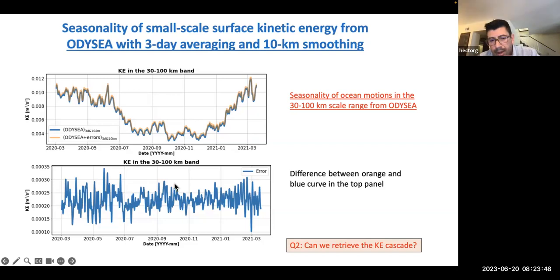It doesn't vary much. I mean, it doesn't follow a seasonality, which means that there is not some artifact in our estimation. So yeah, ODYSEA, even considering the 50 centimeters per second as random noise, and after the temporal average and the spatial smoothing, is able to retrieve the seasonality of the small scales, which from numerical models we know is associated with this nonlinear or dual kinetic energy cascade. So let's see if ODYSEA is able to capture the inverse and the direct cascades.